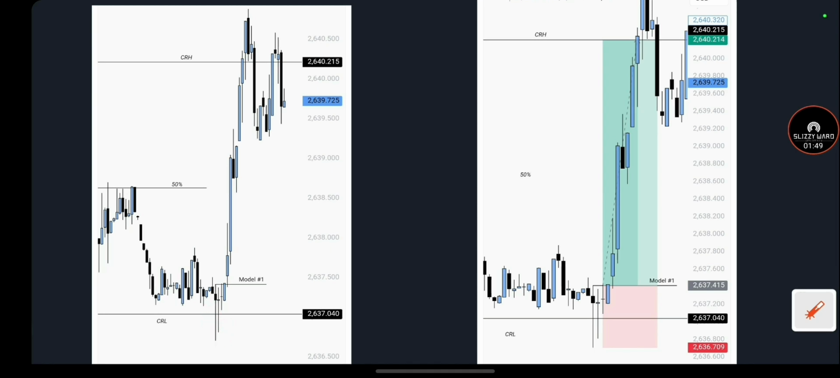Higher probability model 1s would have a close below, and as soon as the price changes the state of delivery with a candle close above this candle's high, we classify it as an order block and we take our buys. And in this example, you can see we buy right here and target 50% in the candle range high. So that is simply a model 1. Let's move to the next entry model.